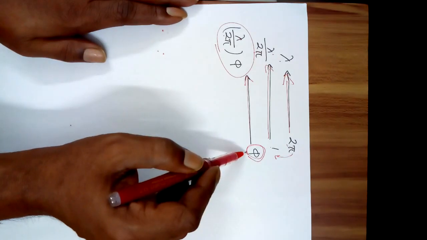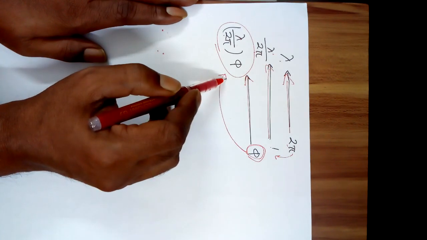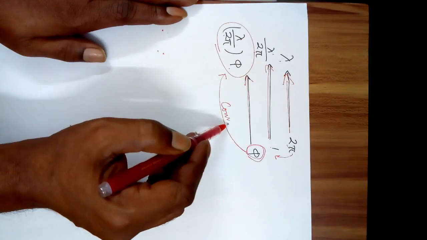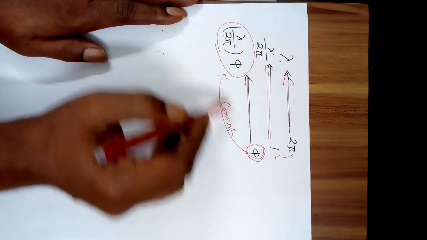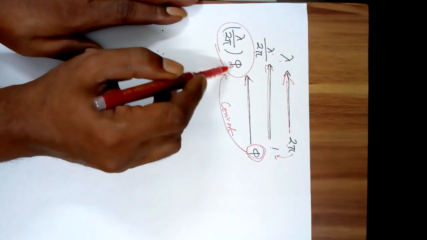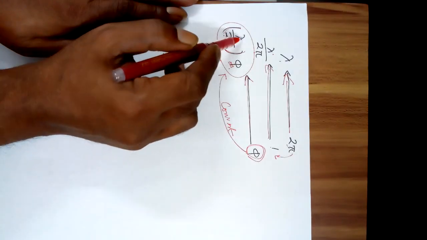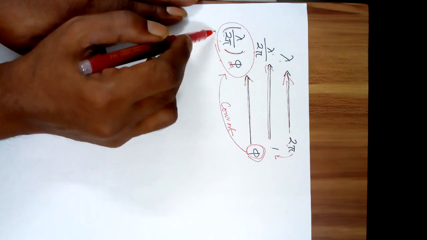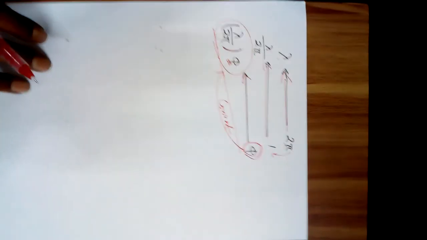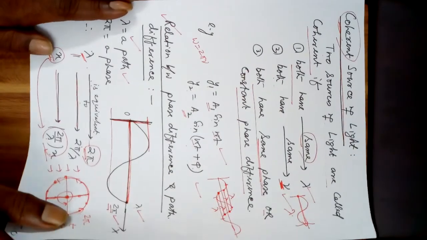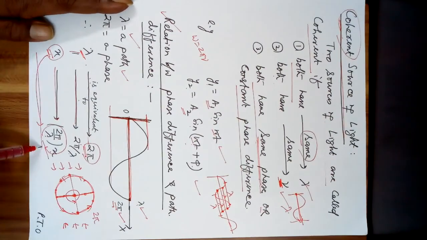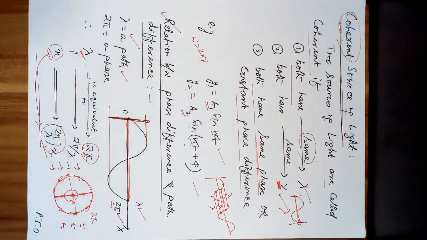Means given an angle, how to convert it to path, you have to multiply the value of that angle with a constant quantity that is equal to lambda by 2 pi. We will be using this conversion also while studying Young's double slit experiment for interference of two light beams.